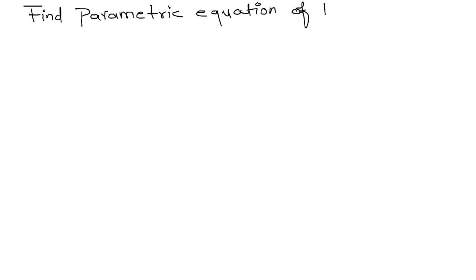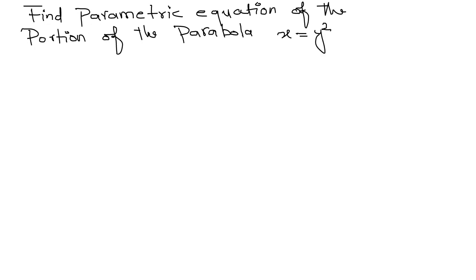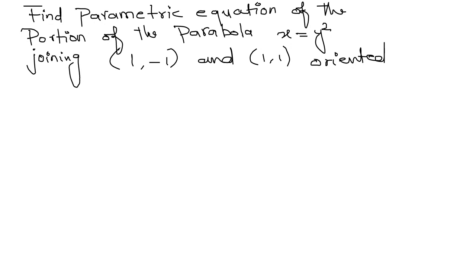The example is: find parametric equations of the portion of the parabola x equal to y square joining the points (1, minus 1) and (1, 1), oriented down to up. So this is the equation.